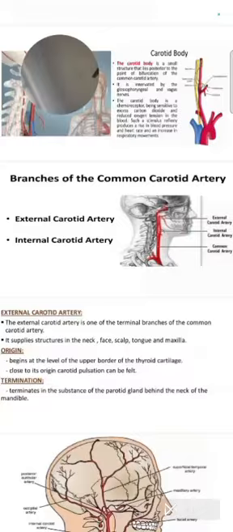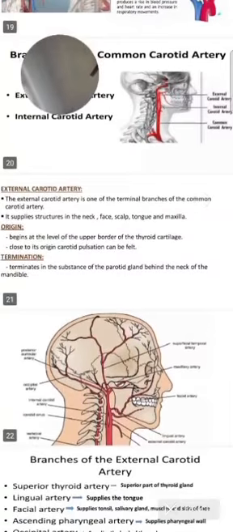So this carries the afferent to the vasomotor center as well as the respiratory centers. The branches of the common carotid artery, the main two divisions: one is the external carotid artery and the second one is the internal carotid artery. The external carotid artery is one of the terminal branches of the common carotid artery. It supplies the structures in the neck, face, scalp, tongue and the maxilla.